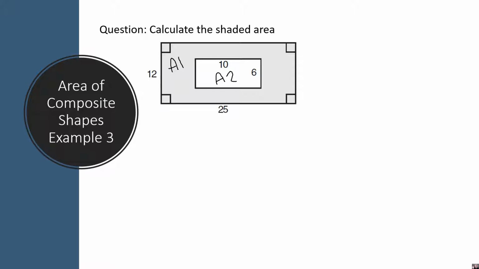So to find area 1, we do base times height, which has already been given to us. I'll highlight it in yellow. The base is 25, the height is 12. So we do 25 times 12, which I don't know what that is. 300.